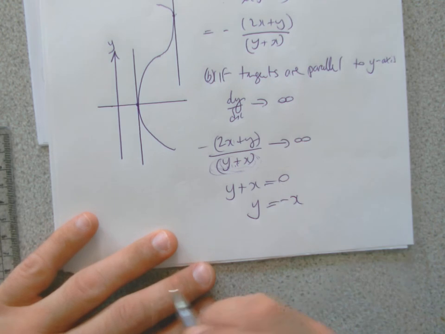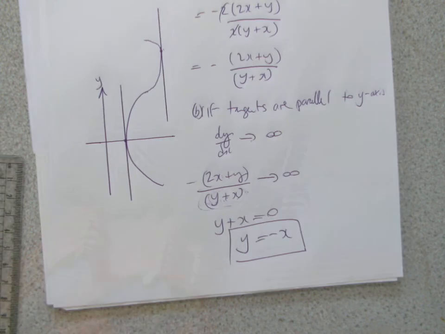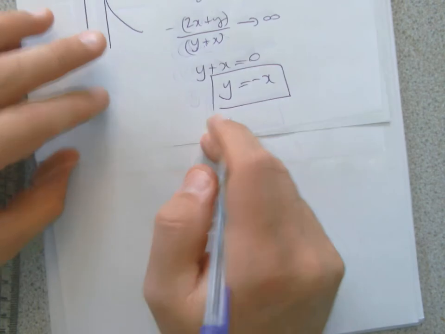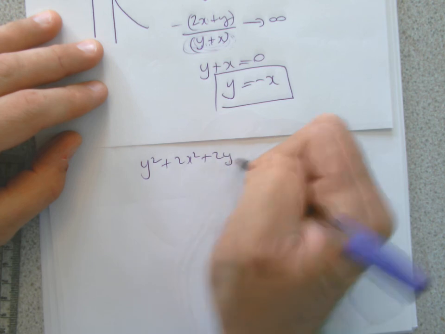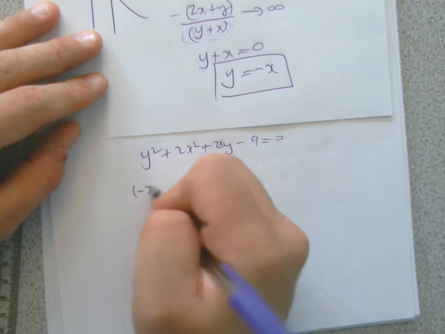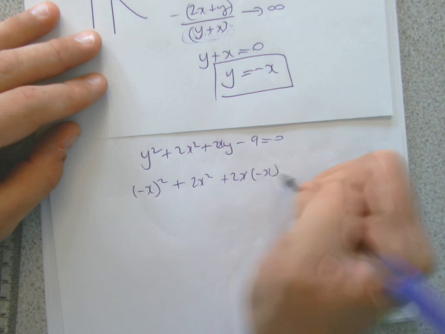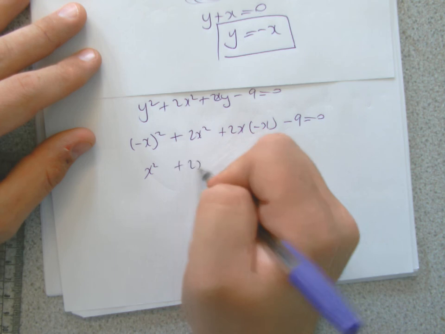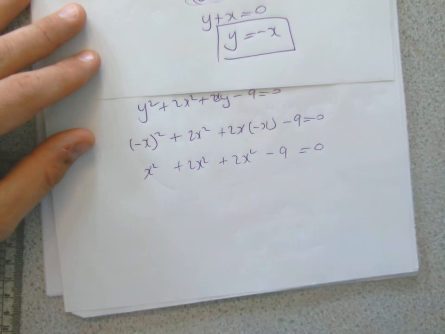Then you could say y is equal to minus x. So you take the x over the other side, so you've got this. There's your expression there. And then all you've got to do is substitute that into your curve. So remind ourselves of the curve. There's the curve there in the question. So just substitute in y. So y is minus x, so put that in this time. So that's x squared. This is 2x squared, that's 2x squared, that's minus 9, equals 0.